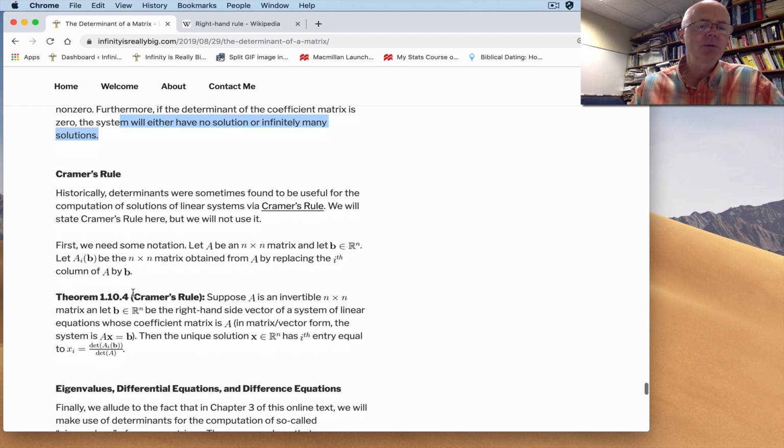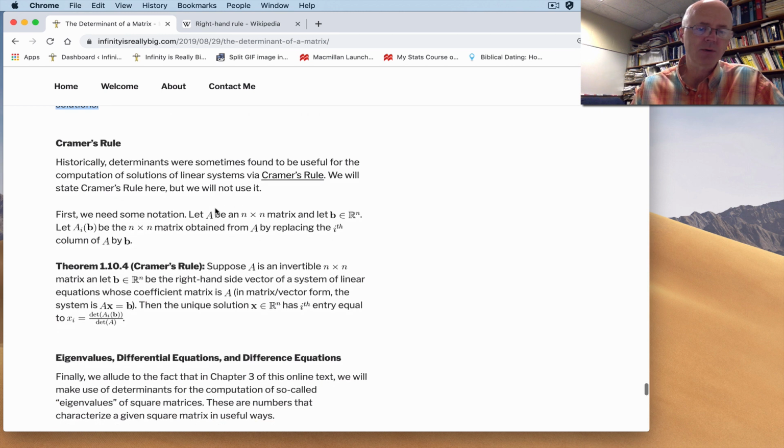There's something called Cramer's rule here that you can look at and think about if you want. You can explore it if you like. It's not so useful these days. People don't typically use it, but historically it was fairly important. You can look this over and also click on this link to check more about Cramer's rule.